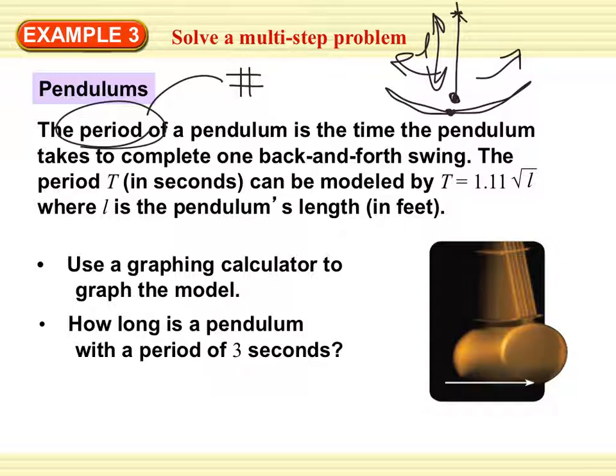Use a graphing calculator to graph the model. How long is a pendulum with a period of 3 seconds? So I've got time equals 3, 1.11 the square root of L. Divide both sides by 1.11.